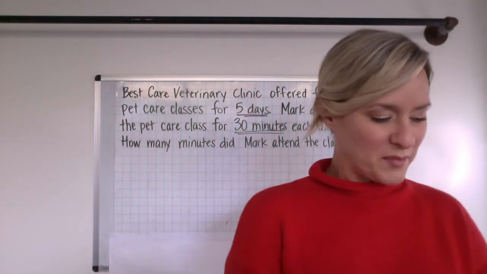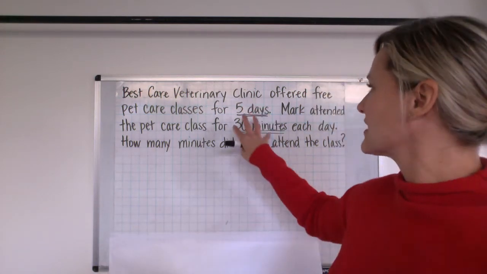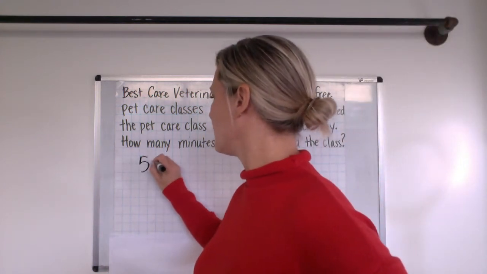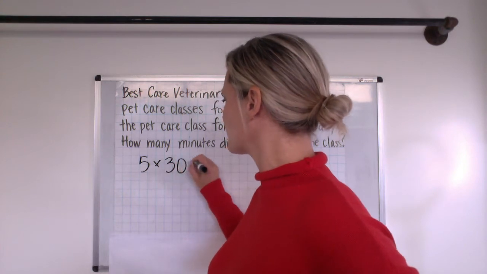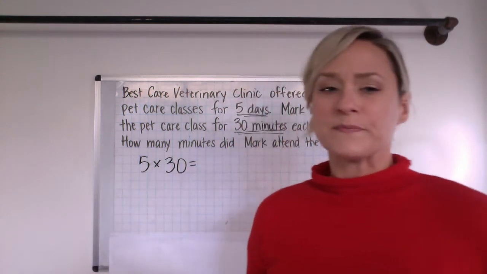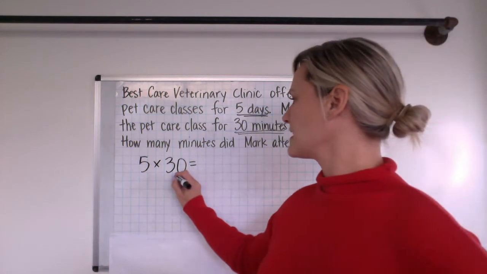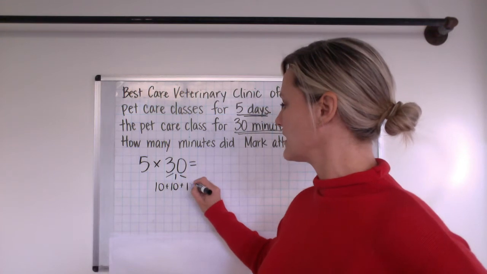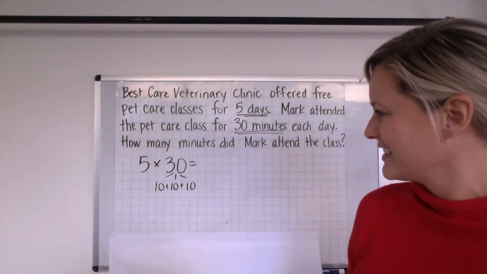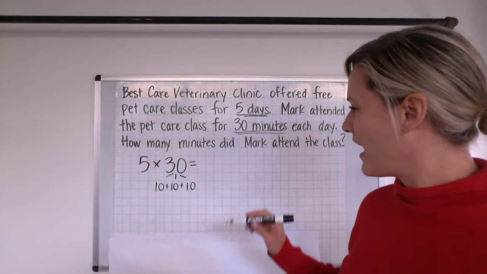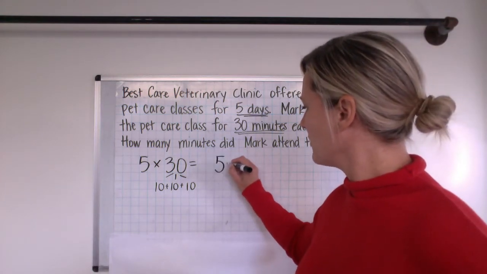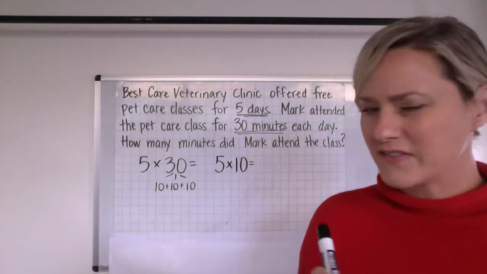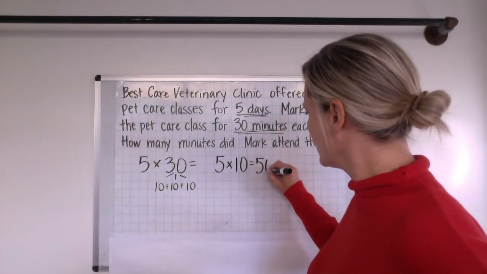I think you probably thought about this question as 5 days times 30 minutes per day. So we're looking to solve 5 times 30. All right, so I'm wondering if anybody split the 30 into 10 plus 10 plus 10. Did anybody do that? I'm curious because I'm guessing that some of you probably knew what 5 times 10 was. That would be what? 5 times 10 is 50.